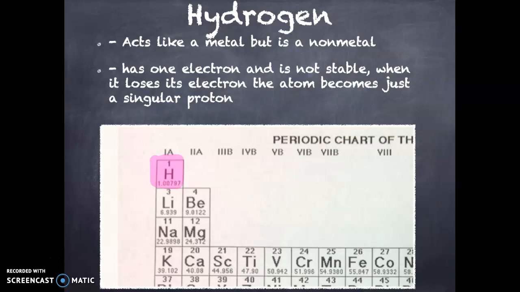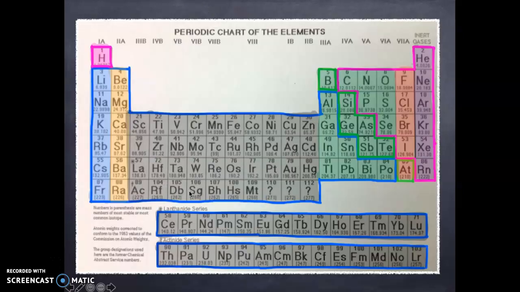And it is not stable. But what's interesting with hydrogen is when it loses its electron, it's no longer an atom. In order to be an atom, you have to have a nucleus with electrons going around the outside. So when hydrogen loses its electron, it no longer exists as an atom. It actually becomes just a pure singular proton. So it's special and therefore has its own special group.